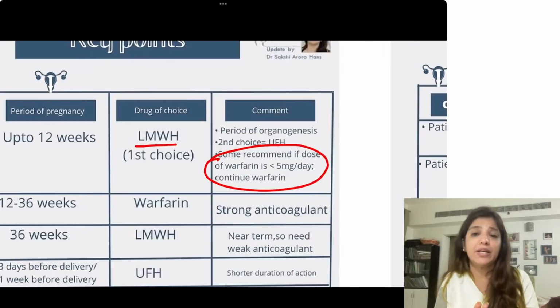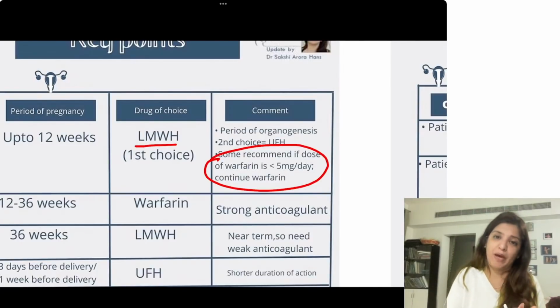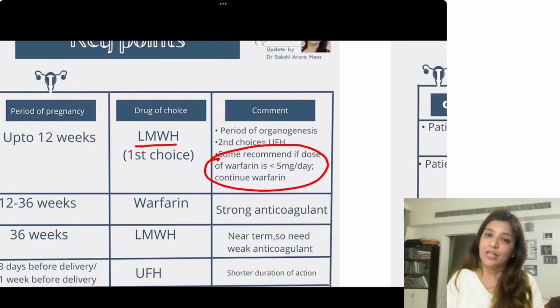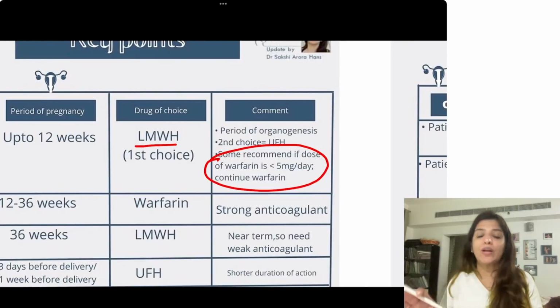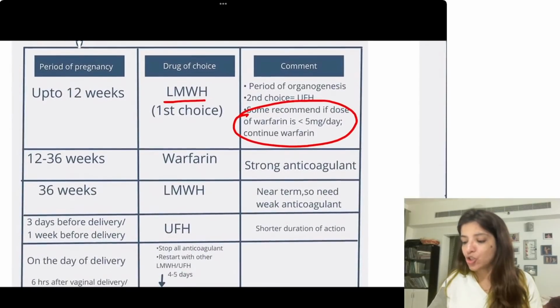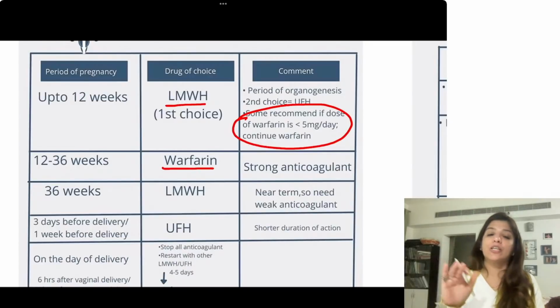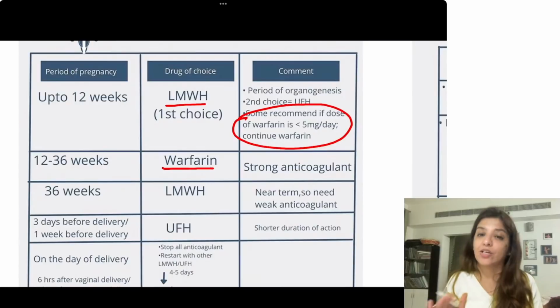Overall, in this period, the best choice drug is heparin, and which heparin? Low molecular weight heparin. If low molecular weight heparin is not given, then I give unfractionated heparin. But my drug of choice up till 12 weeks is low molecular weight heparin, right? Now, at 12 weeks, I am going to shift the patient to warfarin. So now at 12 weeks, I will shift her to warfarin, and till 36 weeks, I will keep on using warfarin because warfarin is a stronger anticoagulant.